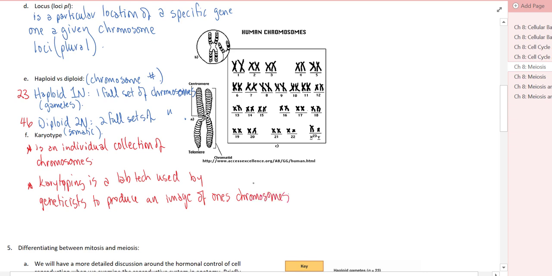Much like the one shown up above here, to look for abnormalities in one's chromosome or genetic makeup. And we'll talk a little bit more about that later on.